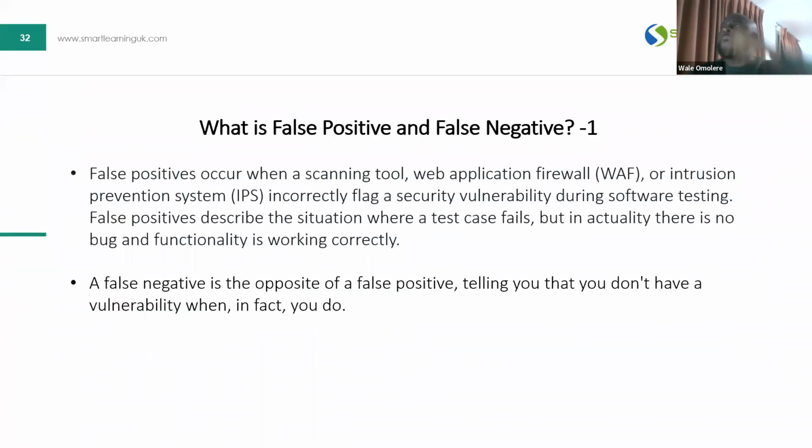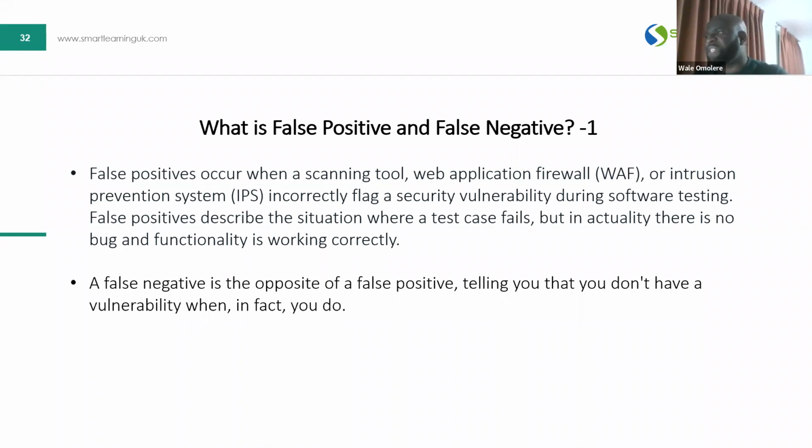All right, so remember I talked about false positive. I want you to listen carefully on this one because these are usually interview questions, all right, for some of you that will leave here and just want to make a career out of this, all right? There are two main types of vulnerability errors, all right? So we have what we call the false positive. We also have what we call the false negative, all right? So a false positive occurs when a scanning tool, a web application firewall, or intrusion prevention system incorrectly flags a security vulnerability during software testing, all right?